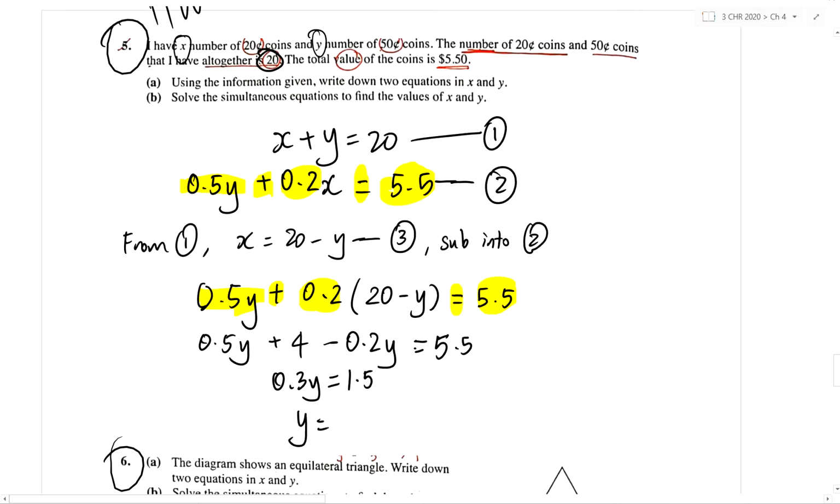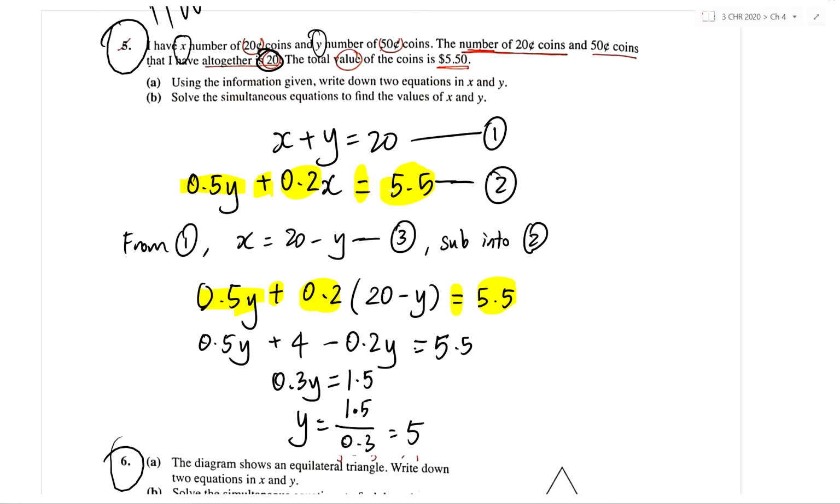Next, we want to find the value of y. If 0.3 times something, this something is actually our y. 0.3 times something is 1.5. What must that something be? In order to find out, do we have to plus, minus, times, or divide? Divide by how much? 0.3. 1.5 divided by 0.3 results in 5. So the value of y is actually 5.